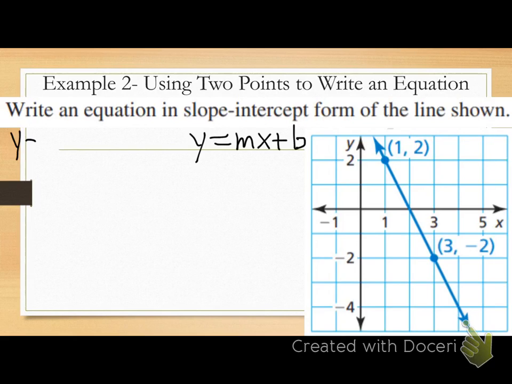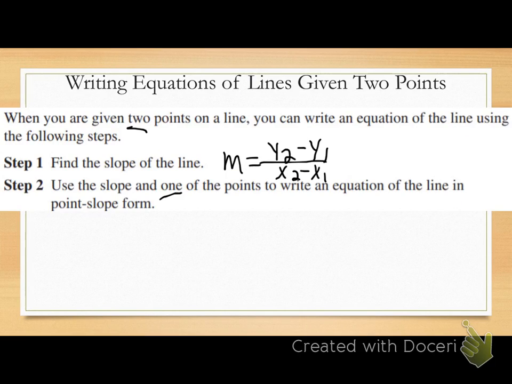y minus y1 equals m times x minus x1. That's the form I'm going to use first. So what's the first step I need to do? What's step 1? Find the slope.